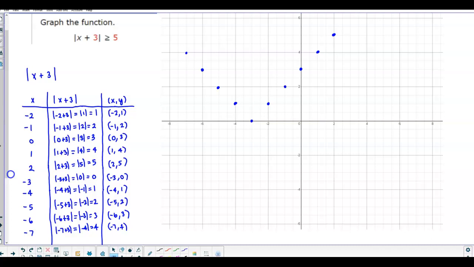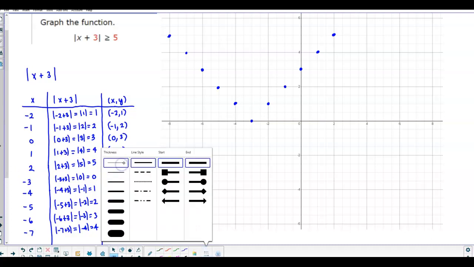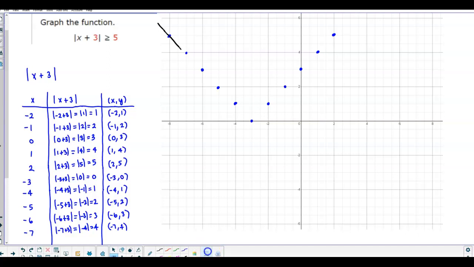And so if you can see here, we're creating a V. At negative 8, we should get a positive 5. So therefore, when we graph this, we're going to graph this V, and that's what an absolute value function does, it creates this V.